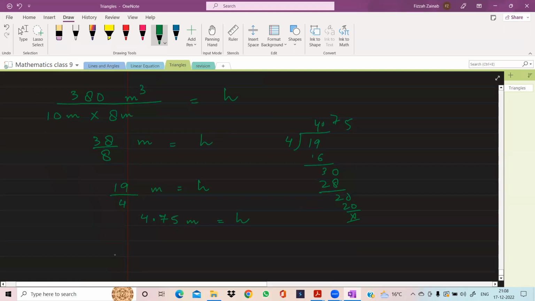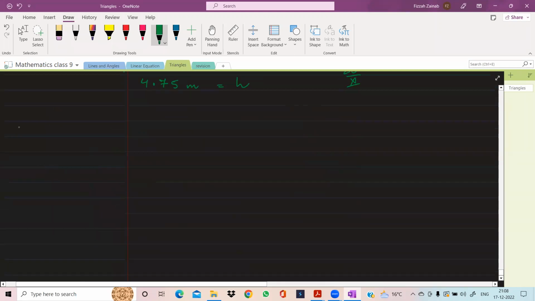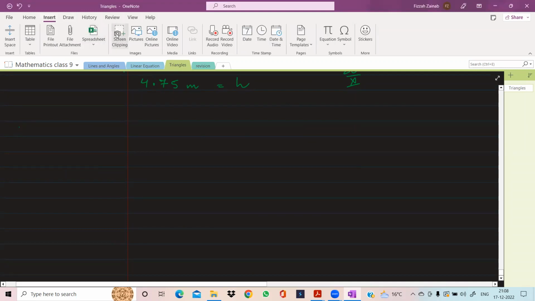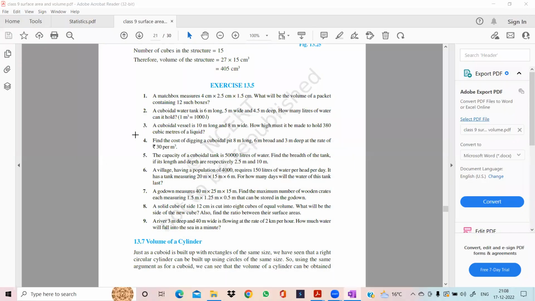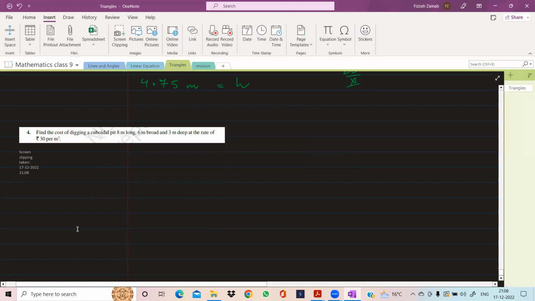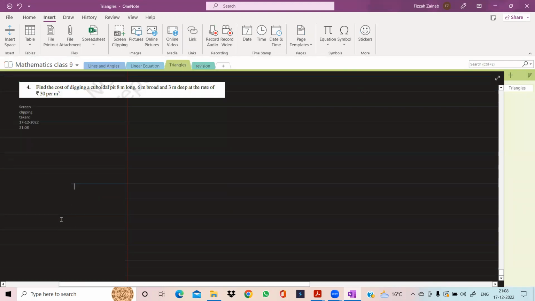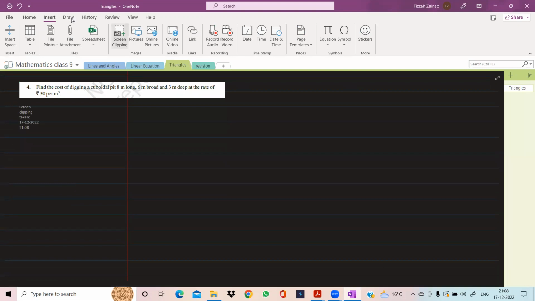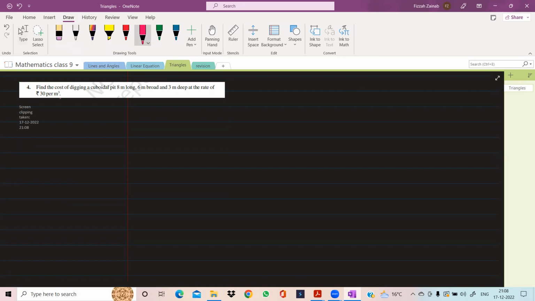All right. Next question now. See, this cost kind of question usually comes in exam. Okay. So please practice them. Find the cost of digging a cuboidal pit at the rate of this.